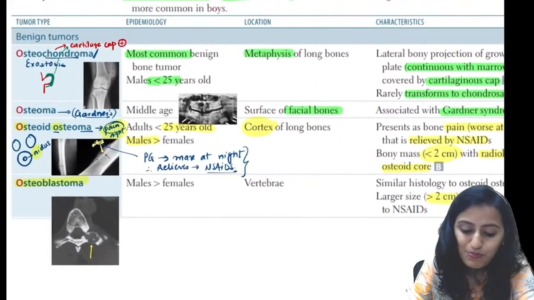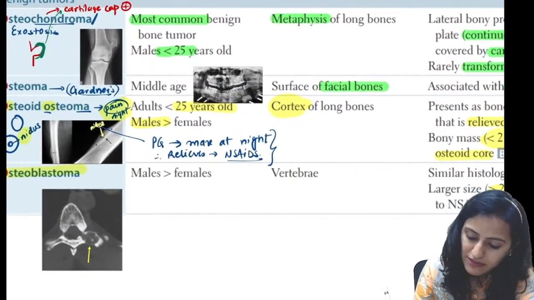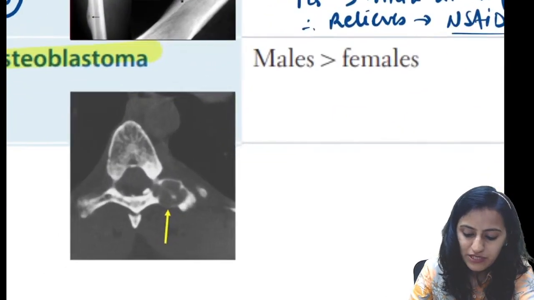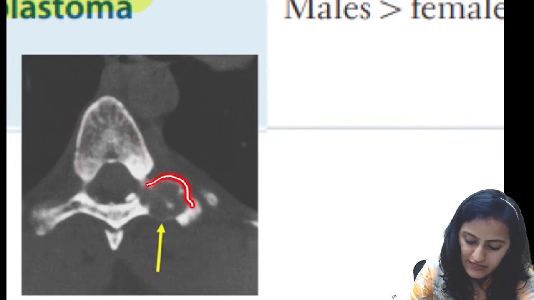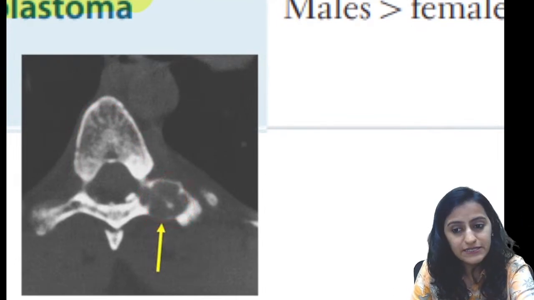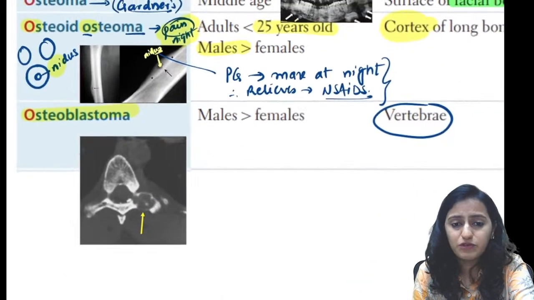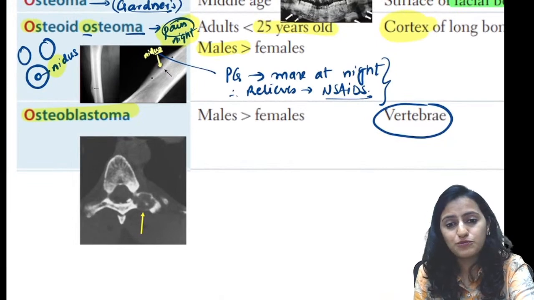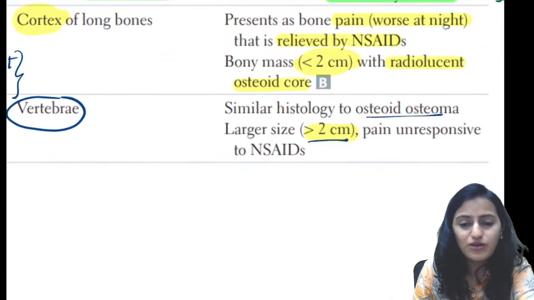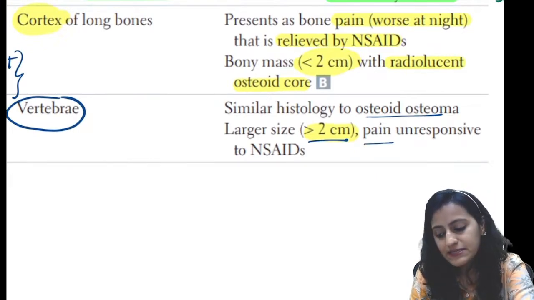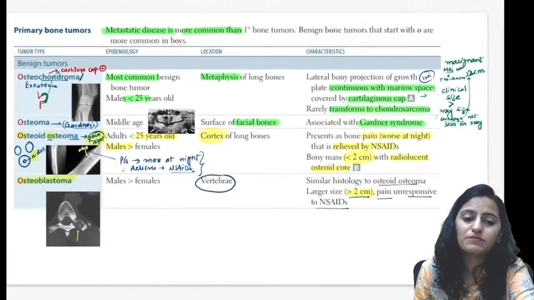Now, what is osteoblastoma? Osteoblastoma is similar to osteoid osteoma, but the common bone that is affected here is vertebra. Like you see here, this is a CT, this is the vertebra. Okay, there is vertebral involvement that you see here. So, when you have tumor involving the posterior elements of the vertebra, first think of osteoblastoma, and it is larger in size, more than 2 centimeters, and the pain is unresponsive to NSAIDs here. Okay, so the pain will not be responsive.